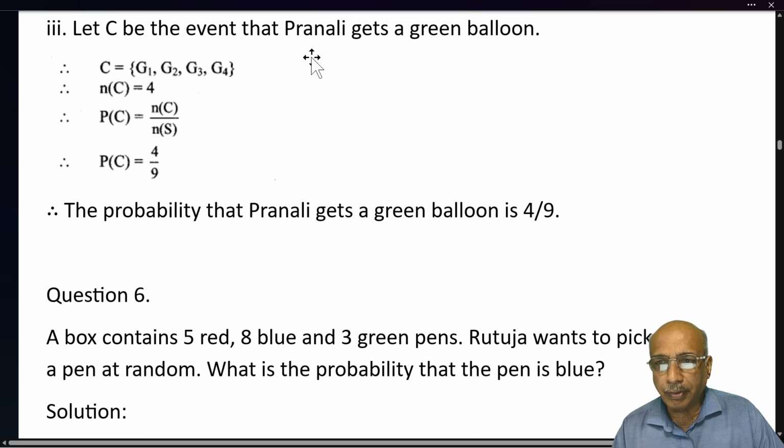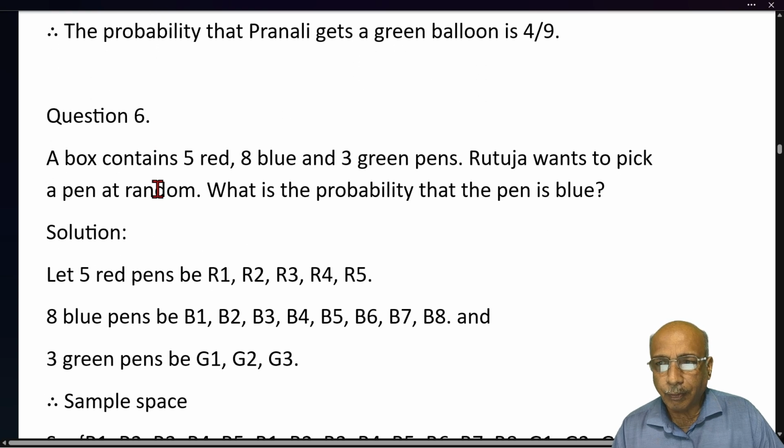Let C be the event that Pranali gets a green balloon. C equals G1, G2, G3, G4. So n of C equals 4. Therefore, probability of C equals 4 by 9. Therefore, the probability that Pranali gets a green balloon is 4 by 9.